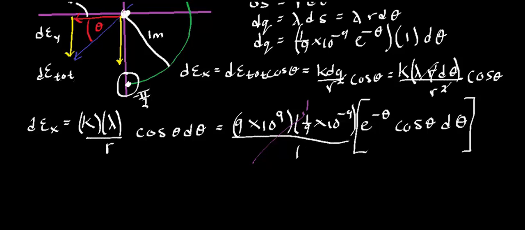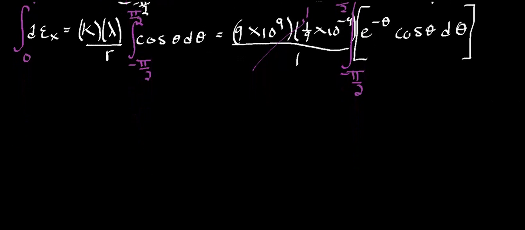So now the idea is we have to integrate both sides. We're going to integrate the differential electric field element in the x direction from 0 to E sub x, and then all this business we're going to integrate from negative pi over 2 to positive pi over 2. So we have to do that to this over here. So this is going to be integrated from negative pi over 2 to positive pi over 2. So let's actually come down here and look at the integral itself. We're going to evaluate the integral of e to the negative theta cosine of theta d theta.